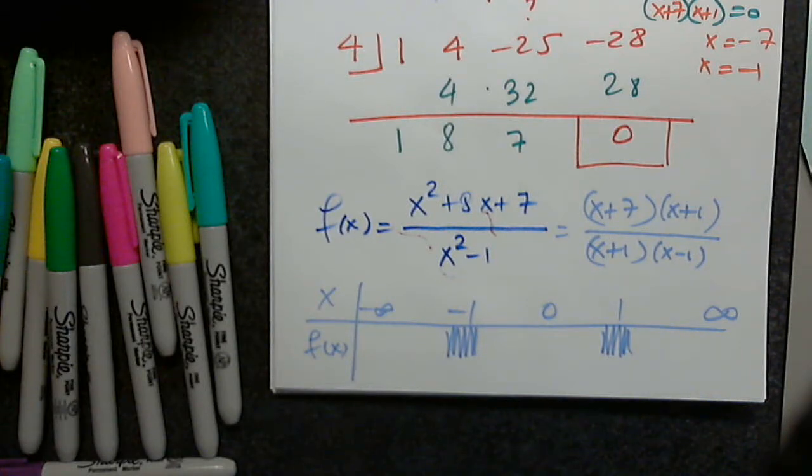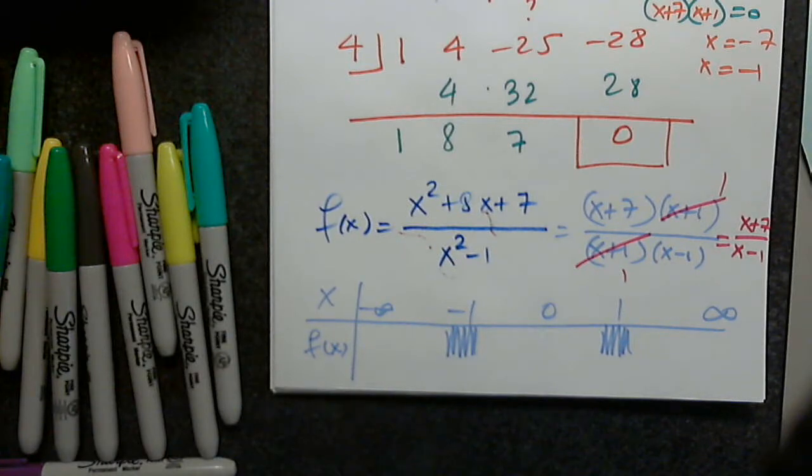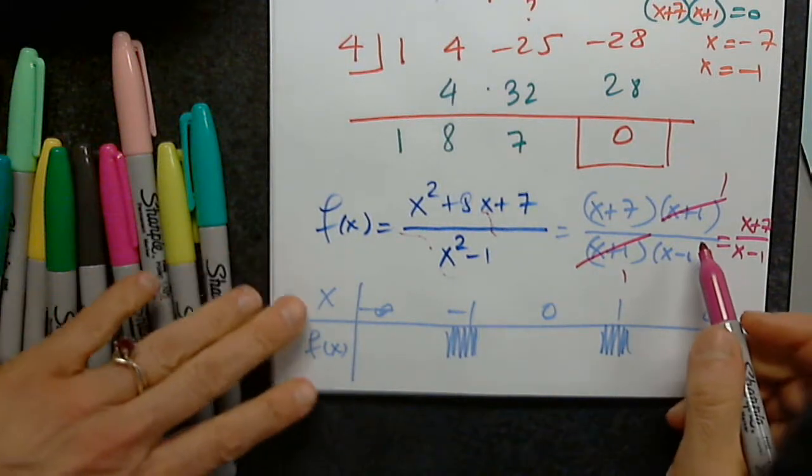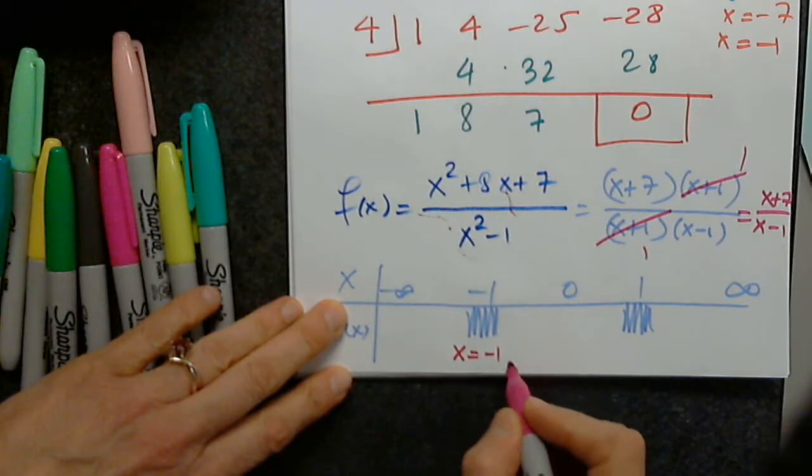So the x plus 1 cancels. Correct. Obviously, this goes away, so the function is really this. Now, only the remaining factor gives the vertical asymptote. What happened to the one that disappeared? That's the hole. So the factor that went away was x plus 1, so I'm going to write underneath, x equals -1, a hole.